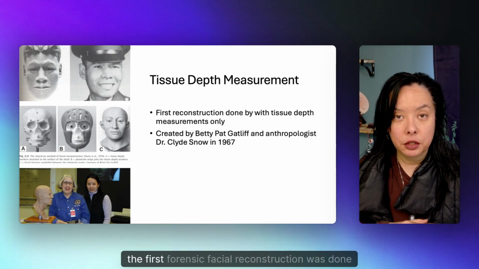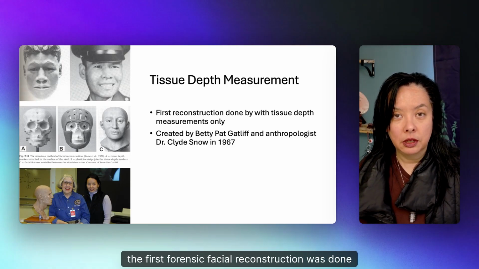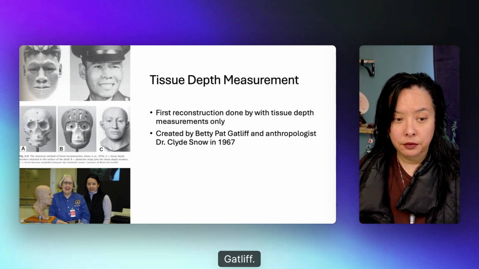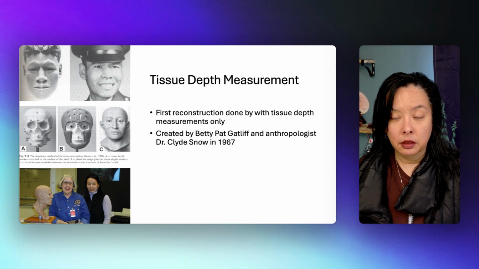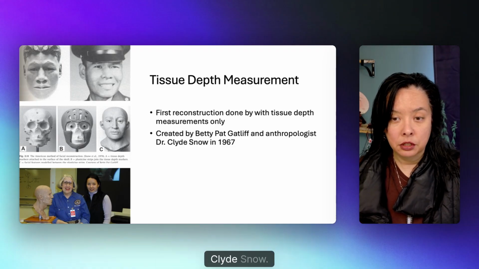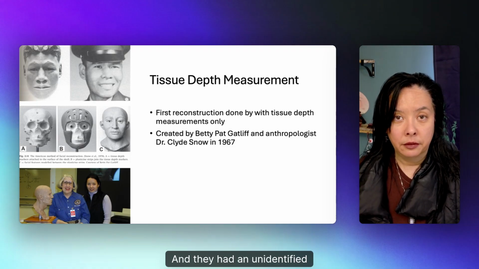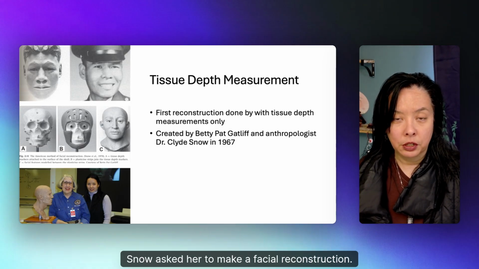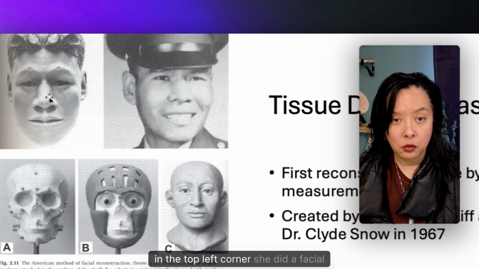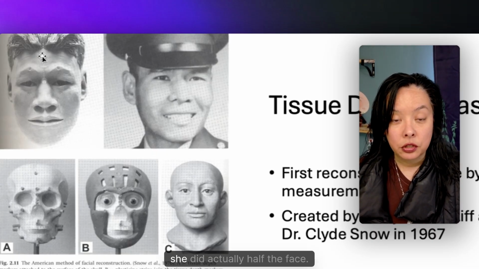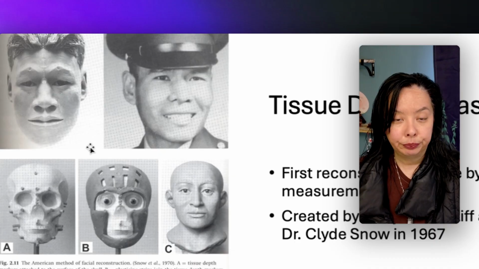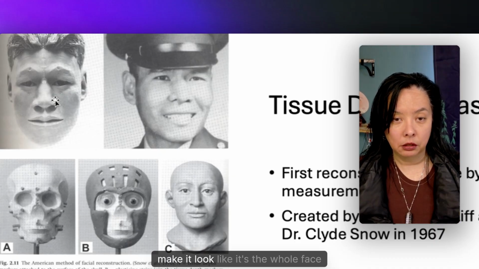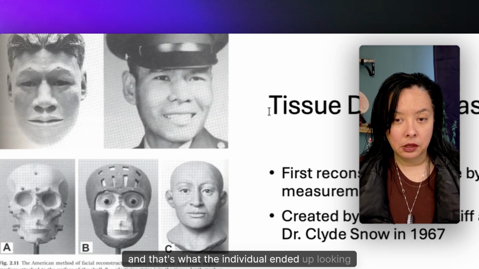In the United States, the first forensic facial reconstruction was done in 1967 by a medical illustrator called Betty Pat Gatliff, and she worked with an anthropologist named Dr. Clyde Snow, and they had an unidentified skull, and Dr. Snow asked her to make a facial reconstruction. You can see that in the top left corner. She did actually half the face, and then you can tell by the line in the middle, they just used a mirror to make it look like it's the whole face. And that's what the individual ended up looking like.